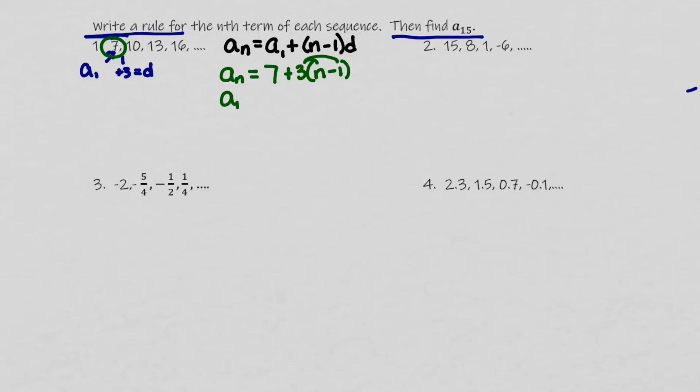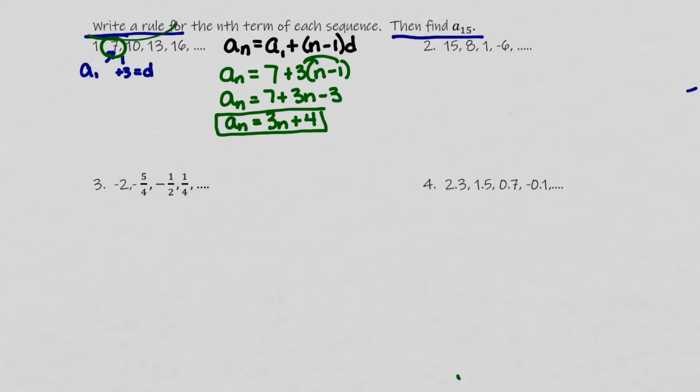So I have a_n equals 7 plus 3n minus 3, because 3 times n is 3n, and 3 times negative 1 is negative 3. And then I have some like terms right here, so I'm going to combine. So a_n is going to equal, I have a 3n, and then I have 7 and a negative 3. They add up together to be a 4. Okay, so this is the rule.